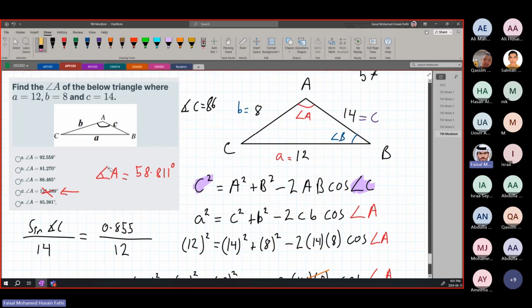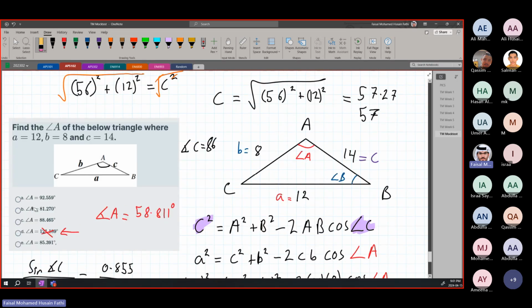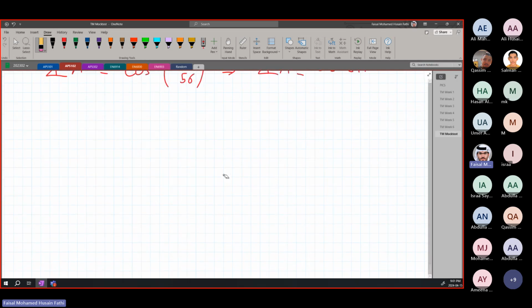But I know for a fact this is not right. Do you want me to prove why these angles all don't make sense? Remember, 90 degrees is a right angle. Let us actually draw this to scale. We know that A is 12, B is 8, and C is 14. Let us draw it to scale.